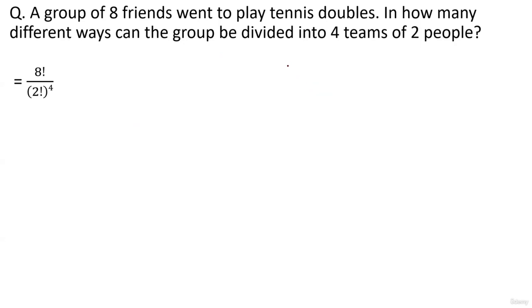So basically 8 factorial divided by 2 factorial to the power 4. That's the required answer. That is 40320 upon 16, which is 2520. That's the required answer in this case.